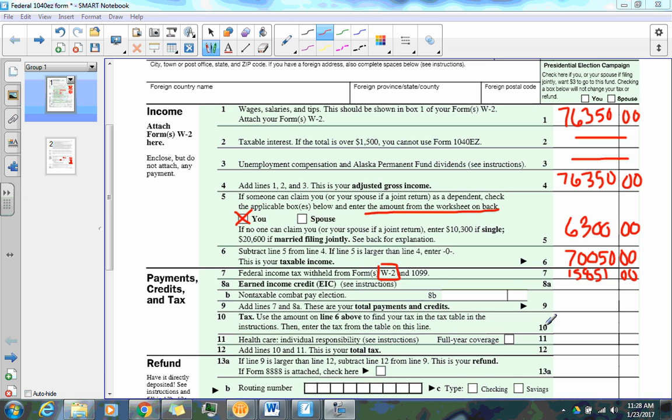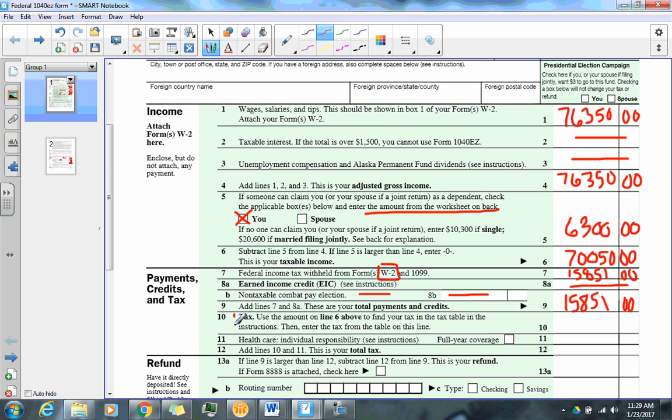So the next thing is 8A. We're skipping that. We're not doing any type of earned income credit, as well as 8. These little lines here we're going to skip. It says add lines 7 and 8. So we're going to add lines 7 and 8, which is 15,851.00.